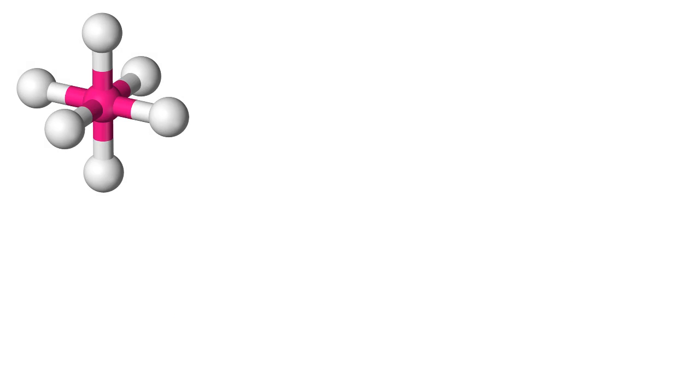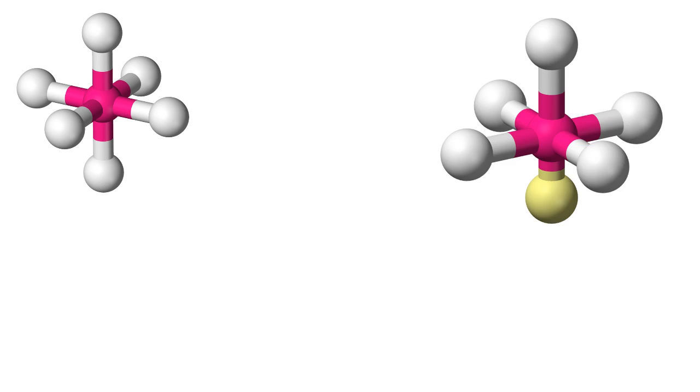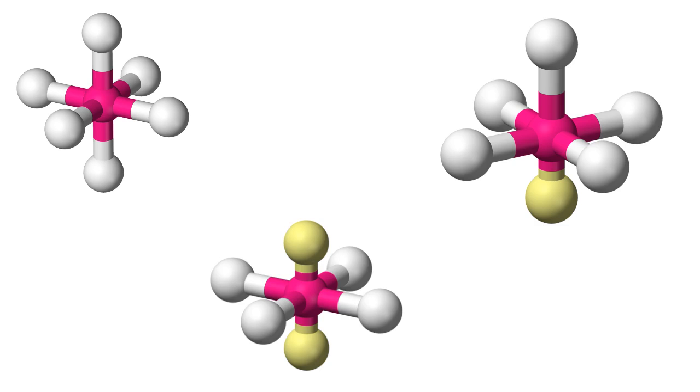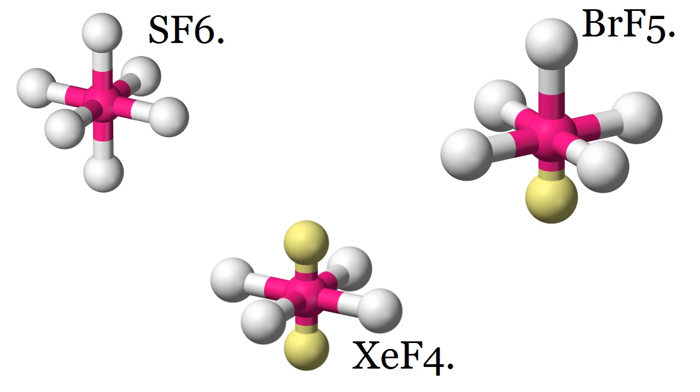Octahedral shape, bond angles 90 and 180. Example: SF6. Square pyramidal with 1 lone pair, bond angles are less than 90 degrees. Example: bromine pentafluoride. Square planar shape with 2 lone pairs, bond angles 90 and 180. Example: xenon tetrafluoride. Examples: SF6, bromine pentafluoride, xenon tetrafluoride.